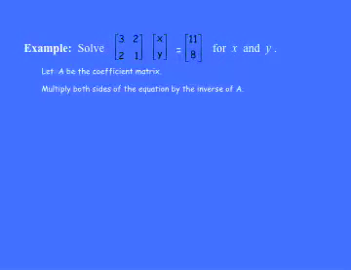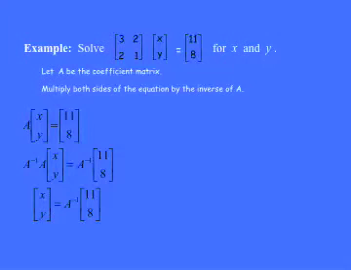And we're going to try to solve this for x and y using inverses. So first I'm going to let A be the coefficient matrix. And I'm going to multiply both sides of our equation by the inverse of A, just like undoing when we're solving a two-step equation in regular algebra. So let's first consider it with symbols. Here I've got A times xy is equal to 11/8. I'm going to multiply both sides of my equation by the inverse of A.